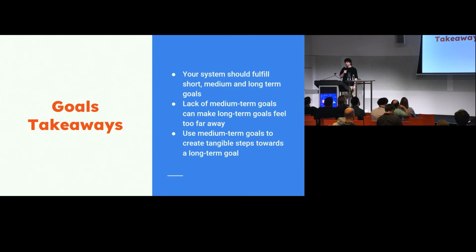So takeaways. Your system should fulfill short, medium, long-term goals. That's kind of true. That's actually quite wrong. It should fulfill at least some of them in a concrete way that you can communicate and make tangible to your team. But at least you want all three being fulfilled at some point through some system or systems. A lack of medium-term goals can make long-term goals feel too far away. I think that's true, depending on the scale of your game. And we can use medium-term goals to create tangible steps towards a long-term goal, in the case of a rank system.